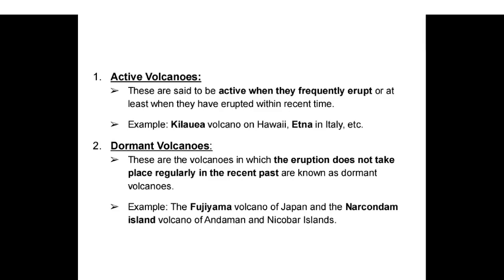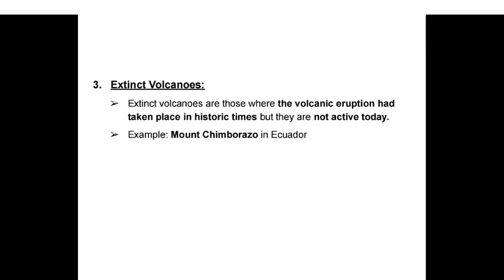Dormant volcanoes. These are the volcanoes in which eruption has not taken place regularly in the recent past, known as dormant volcanoes. Examples: the Fujiyama volcano of Japan and the Narcondam Island volcano of the Andaman and Nicobar Islands. Extinct volcanoes. Extinct volcanoes are those where volcanic eruption took place in historic times but they are not active today. Example: Mount Chimborazo in Ecuador.